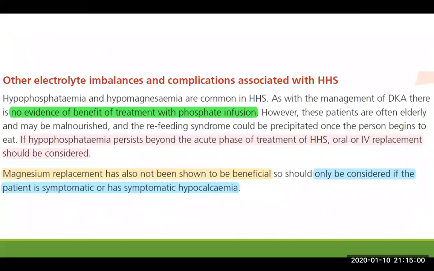The other electrolytes, as in DKA: there is no evidence of benefit of treatment with phosphate infusion, except if hypophosphatemia persists beyond the acute phase of treatment of hyperosmolar hyperglycemic state, then oral or intravenous replacement should be considered. Magnesium replacement has also not been shown to be beneficial, so it should only be considered if the patient is symptomatic or has symptomatic hypocalcemia. In this scenario, we can give magnesium.